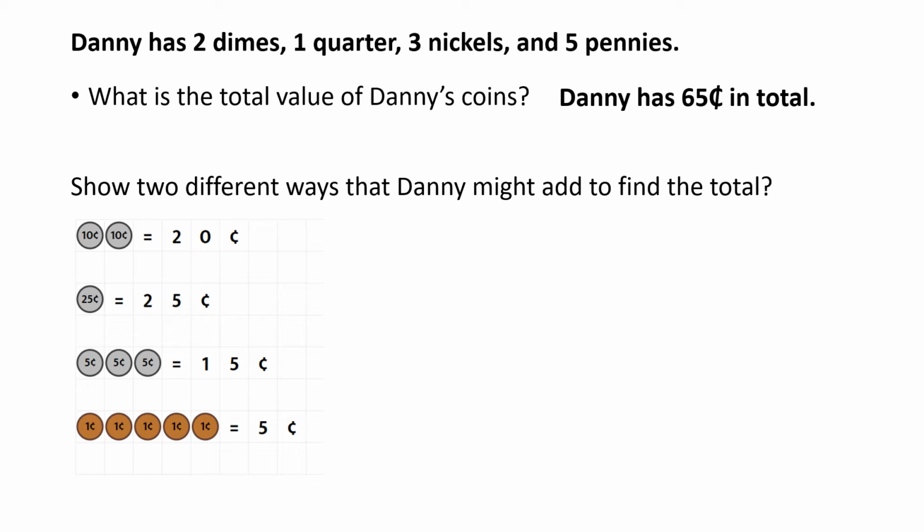For example, I might add 20 plus 25 first, and that would give me 45. Then I might add 15 and 5 together, which would give me 20. So then I would have 45 plus 20, which would give me a total of 65 cents. Did you get the same answer?